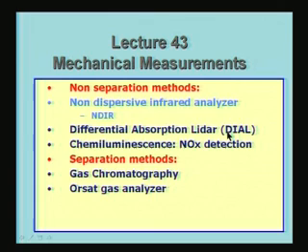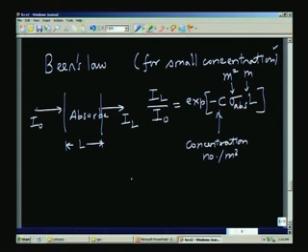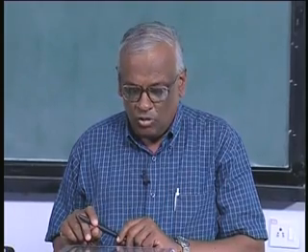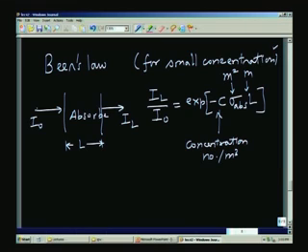LiDAR stands for light detection and ranging, and the particular technique is called DIAL, or differential absorption LiDAR, and we were looking at it. So, we will resume that and then come back to this slide to see what we are going to do subsequently. So, I was explaining the principle of the LiDAR, the differential absorption scheme. The basis is of course Beer's law, which postulates an exponential decrease in the intensity of light which passes through an absorbing medium.